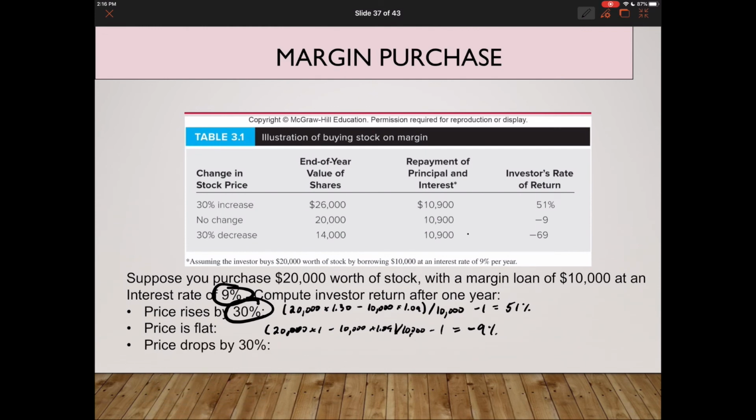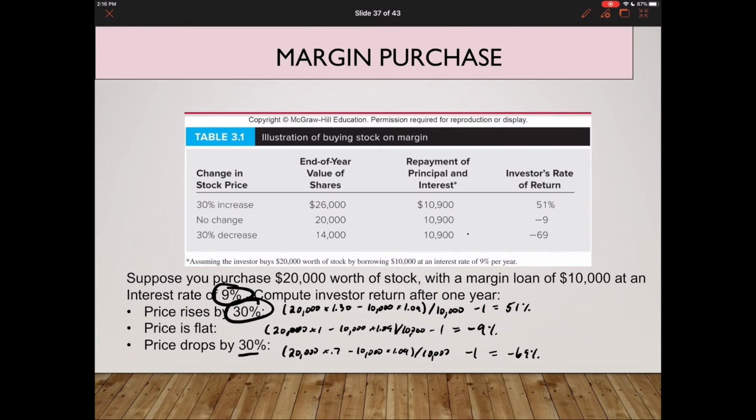Now, what happens then if the price drops by 30%? The $20,000 total investment is now only worth 70% of the total amount, and I still owe that $10,000 times a 9% interest fee. I still divide that by the $10,000 that I have committed, subtract 1 to get it into a percent form, and I end up getting a negative 69% return. So yes, it decreased by 30%, but when you add in the interest that I owe on the margin that I borrowed, I actually lose 69% total on this particular security.